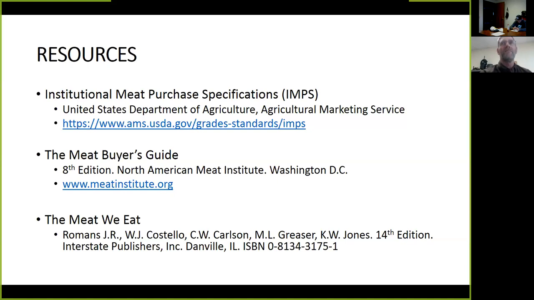And then finally, The Meat We Eat, that's this book. This is a pretty old book. It's the 14th edition, but it hasn't been updated for a while. But it has some chapters in it on beef, pork, and lamb fabrication, and that book actually tells you how to make the cuts. So if you're interested in this, you probably need to look at maybe these three resources.